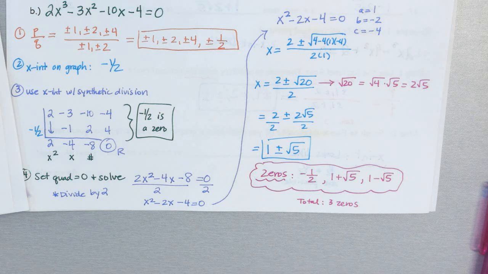So we just found real zeros, but remember earlier we talked about how you could have what type of zeros? Imaginary. So that's what we're going to get into next.